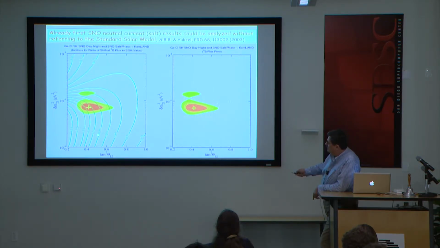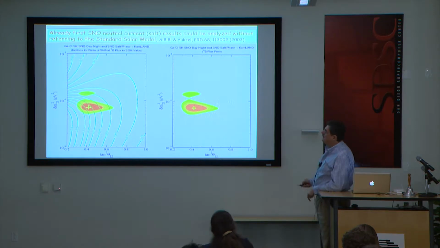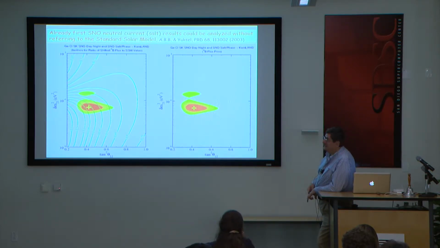Counter labeled 0.95 is 5% decrease from the standard solar model. Counter labeled 1.05 is 5% increase from the standard solar model, and so on. And you can see that you agree quite well with the standard solar model. Actually, it's almost too well, because there are a lot of errors in the standard solar model. I'll come back to that in a second.